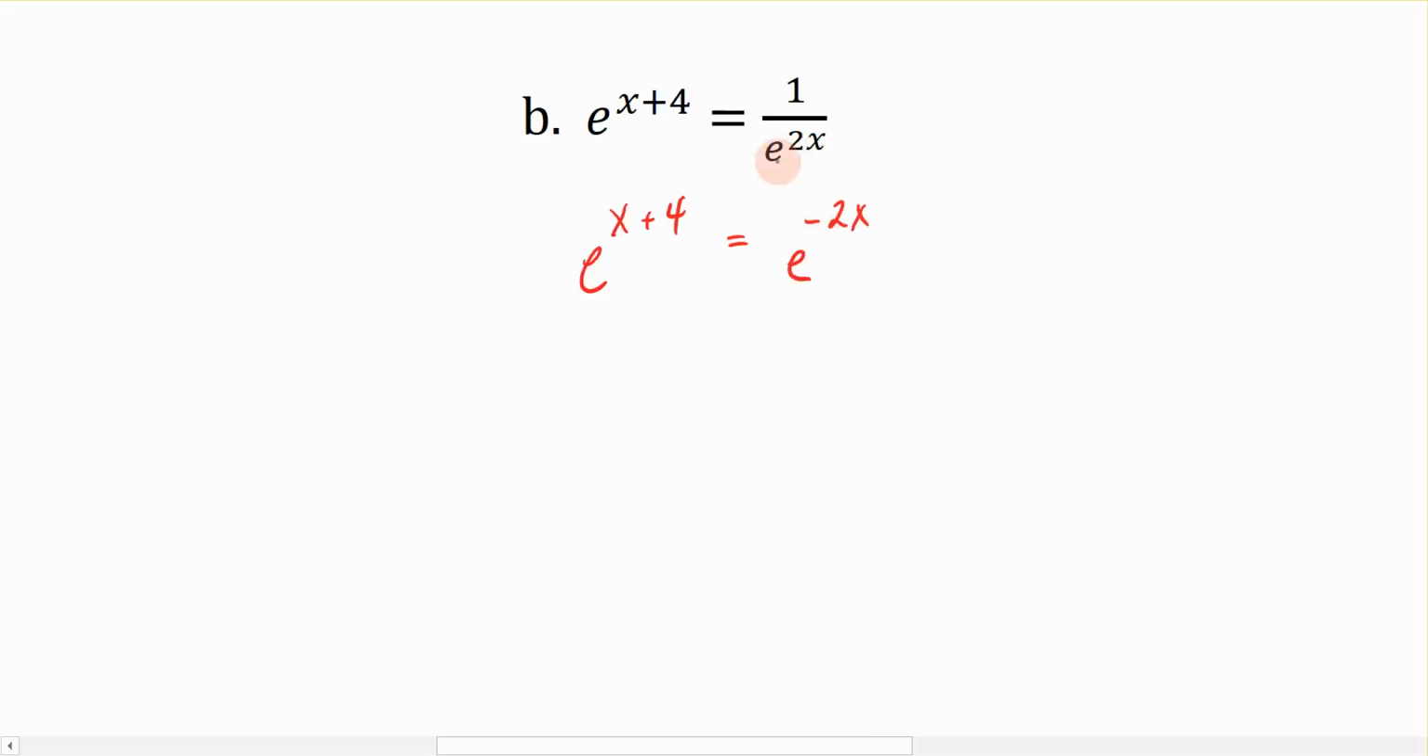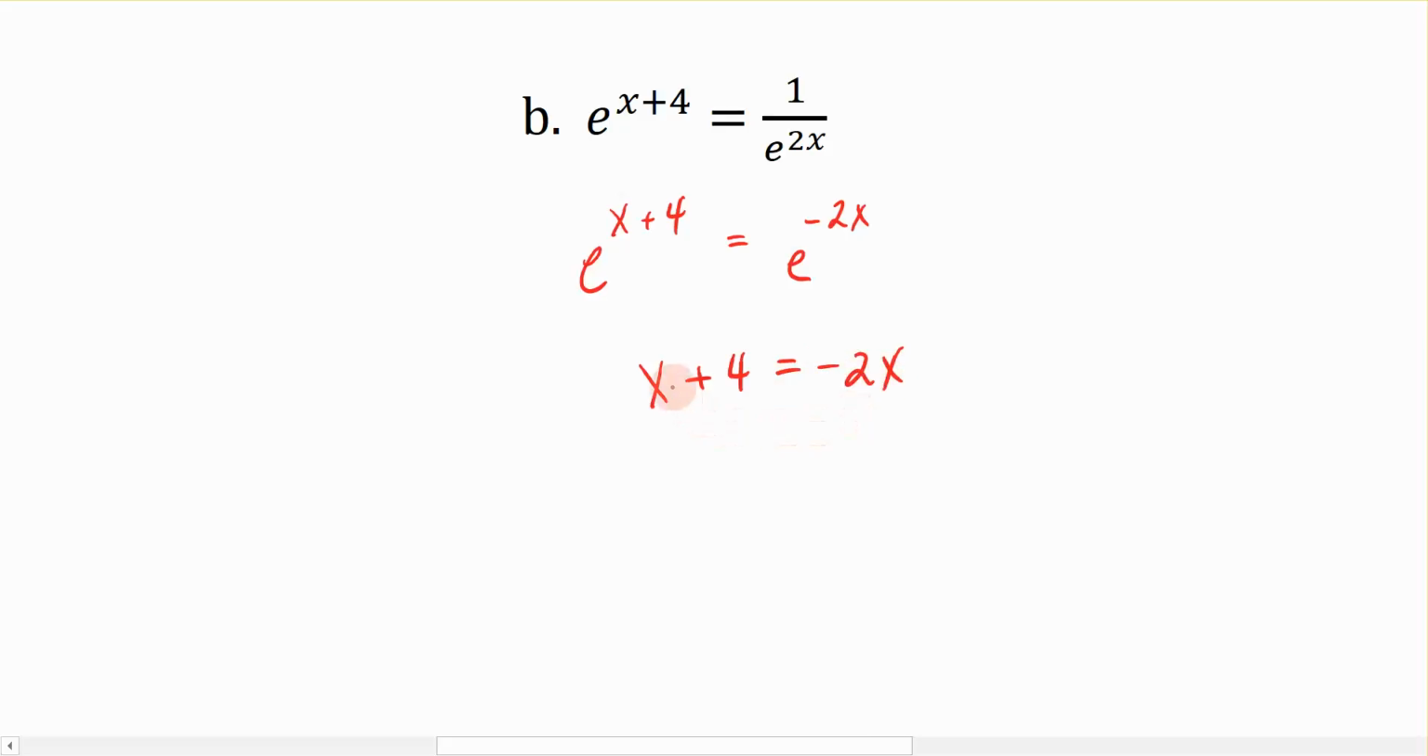Remember that by changing the position of the base, from maybe denominator to numerator or vice versa, when I change the position of the base, it changes the sign of the exponent. So now I have these written in the same base, and we're just going to put their exponents equal to each other. x plus 4 is equal to negative 2x.